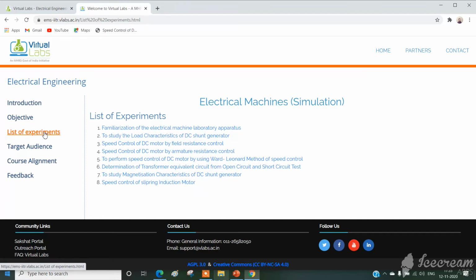In that, click on list of experiments, and under this we have determination of equivalent circuit parameters from open circuit and short circuit. This is the experiment corresponding to the single phase transformer. Simply click this one.